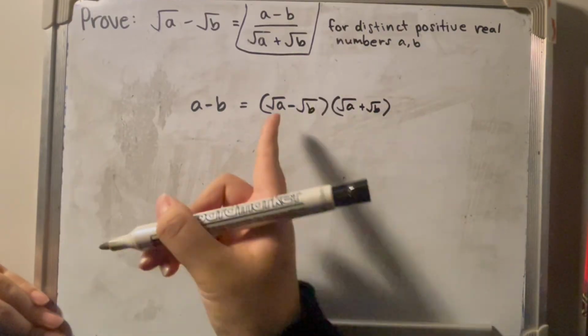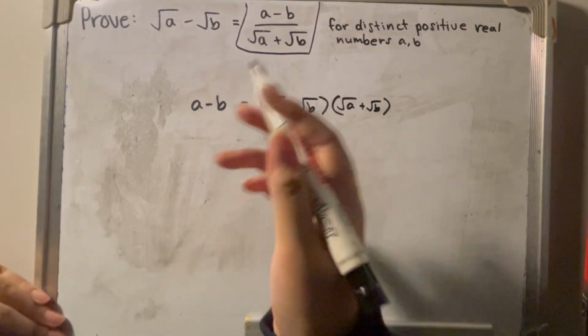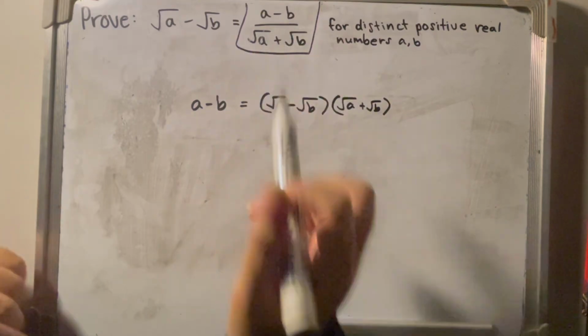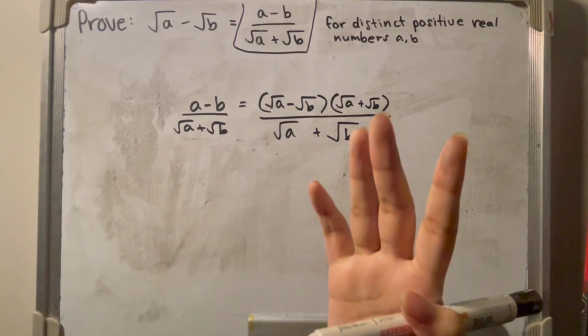But you can also make this plus and this minus. It's up to you because it's multiplication, so it doesn't really matter. Let's also input the denominator. The third step is to factor out and cancel.